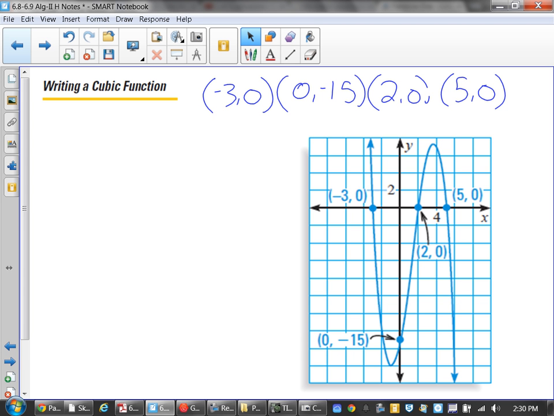Now, yesterday when you wrote out some of these things, you FOILed everything out, distributed everything out, and you wrote it out as x cubed plus something and something and so on. When we do it this way, if I'm giving you sets of ordered pairs, we're going to do it just a little bit differently.